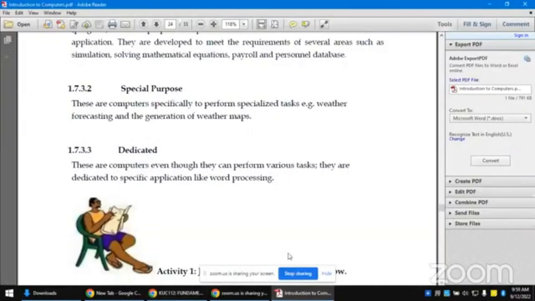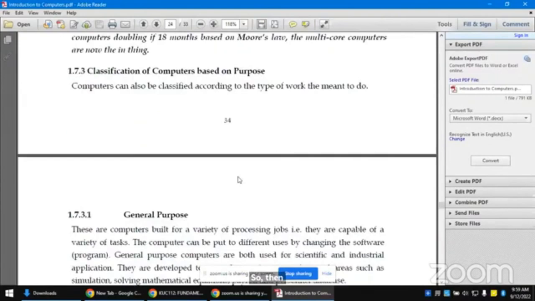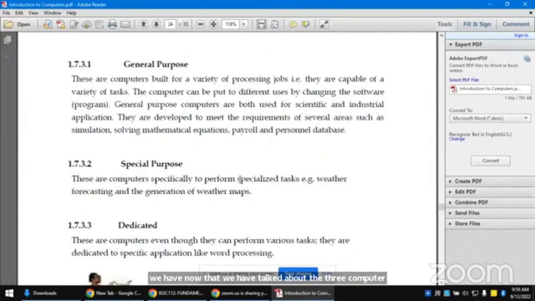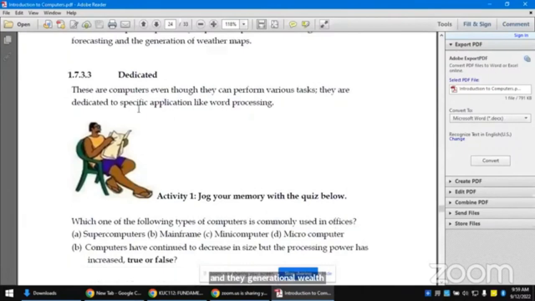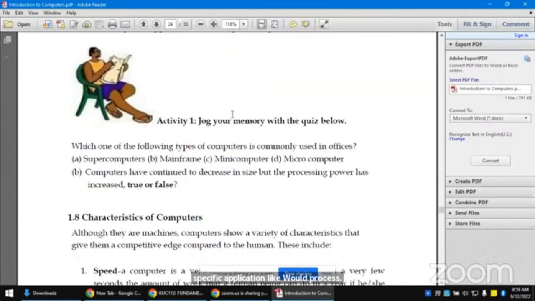We have talked about the three computers based on purpose. The three, we have general purpose, special purpose, and dedicated computers. Special purpose computers are specifically to perform specialized tasks, e.g. weather forecasting and the generation of weather maps. Then we have the dedicated, these are computers, even though they can perform various tasks, they are dedicated to a specific application like word processing.